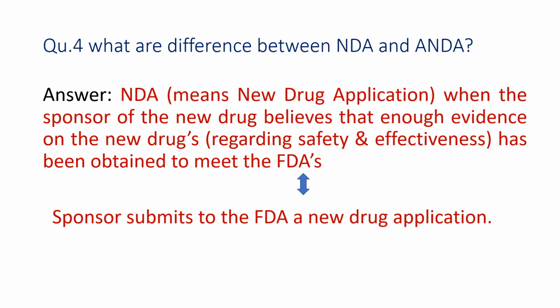Question number 4. What is the difference between NDA and ANDA? NDA means new drug application. When a sponsor of a new drug believes that enough evidence on the new drug has been obtained to meet the requirements from the FDA. So which evidence? The evidence regarding the safety of the drug and efficacy of the drug.